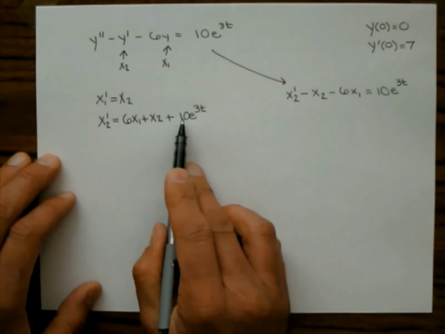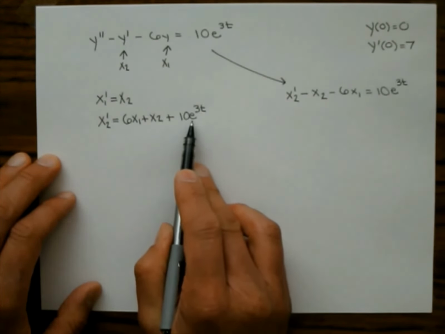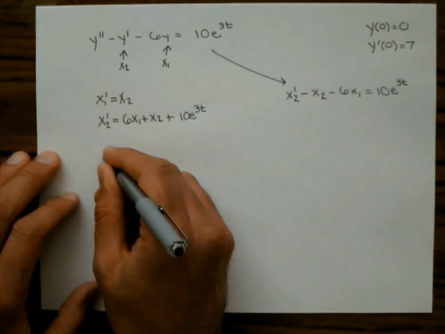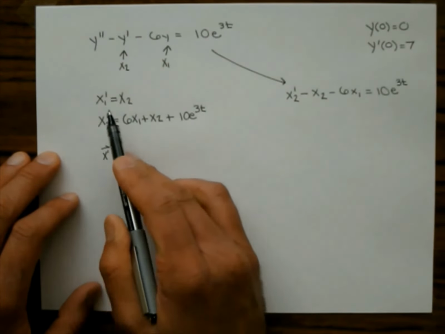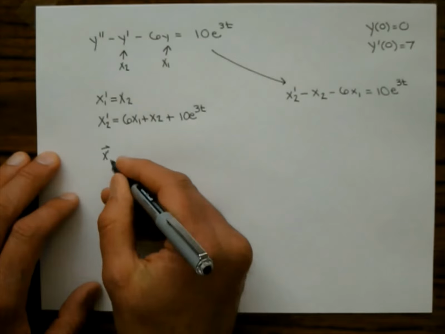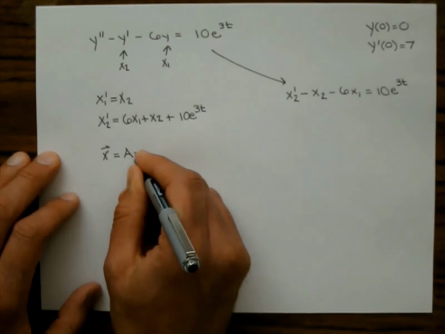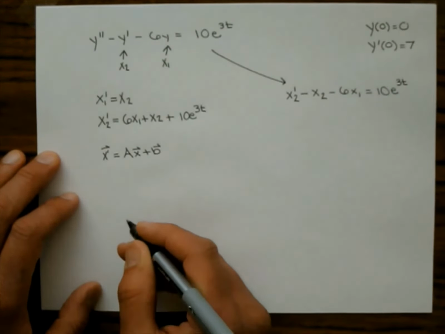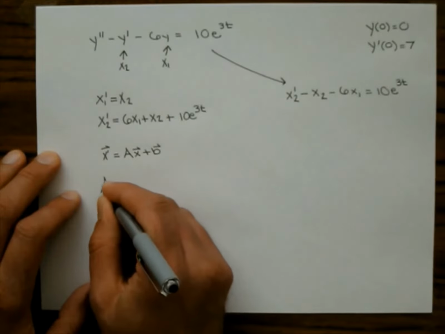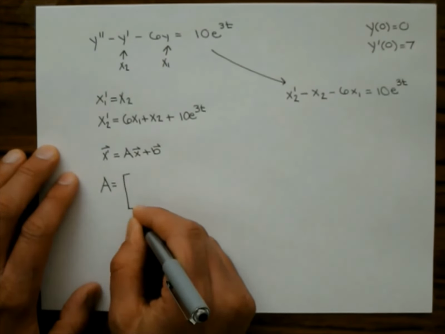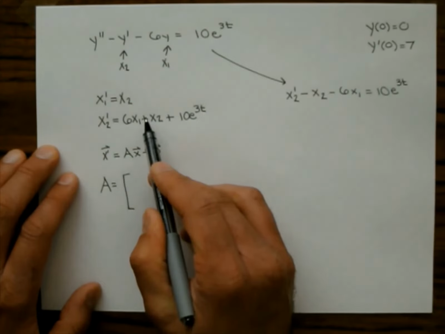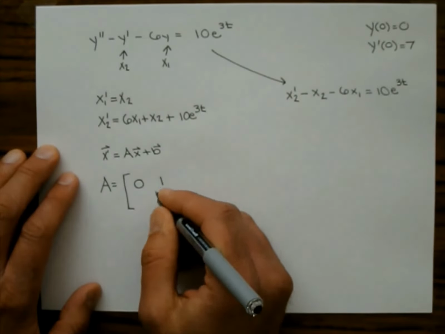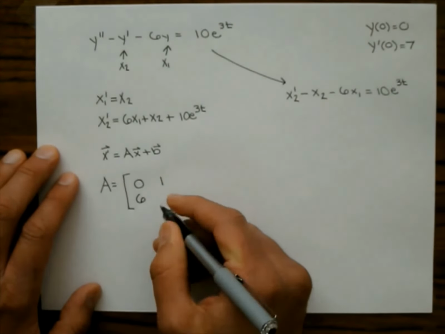Because there is a 10e to the 3t, this is a non-homogeneous system. And what it's going to look like is this. It's going to look like x prime bar, which happens to be the x1 prime and x2 prime. This equals A x bar plus vector b. Okay, well, matrix A is the coefficient matrix of the x1s and x2s on the right-hand side. So we have a 0x1 and a 1x2, and then we have a 6x1 on the bottom and a 1x2.